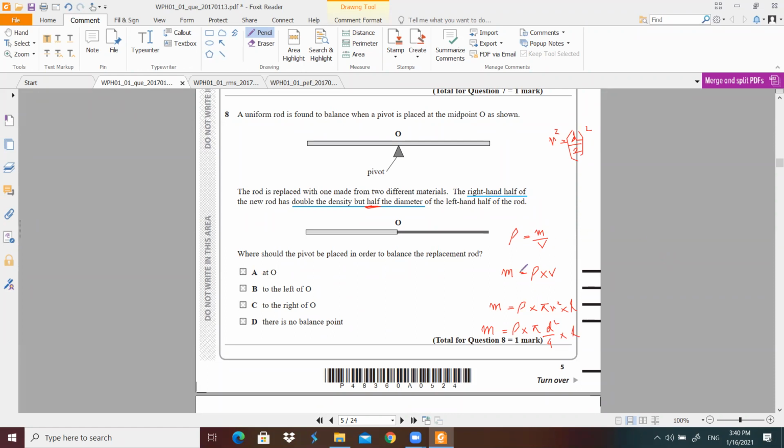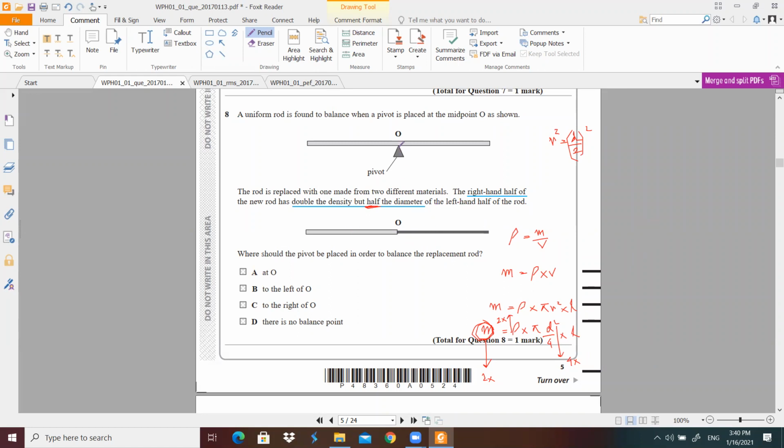Now let's work our way. Density is doubled and diameter is halved. You see, if you have this diameter halved, squared is 1 by 4. So you increase this by 2 times, but you decrease this by 4 times. So what does this have on the overall effect on mass? The mass decreases by 2 times. Since the mass decreases by 2 times, this part has a smaller mass than this part.